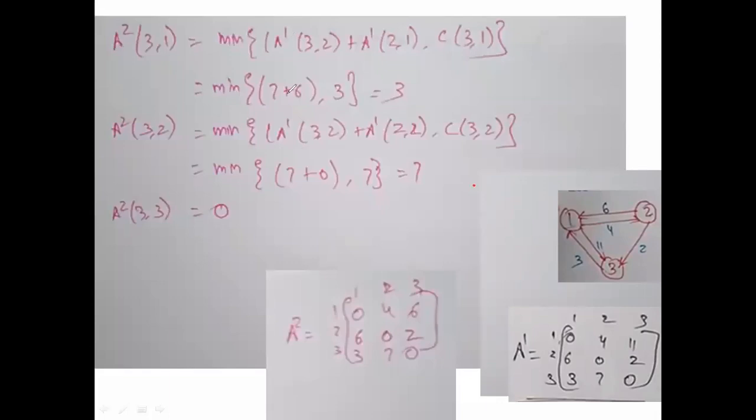So here also 7 plus 6. Okay, how to get 3 comma 2? So 3 comma 2, we are getting from that A1 matrix, 3 to 2 is 7. 7 plus 2 comma 1. 2 to 1 is 6. So 7 plus 6 comma 3 comma 1. 3 comma 1 means 3 to 1. What is that cost? 3. Okay. So 13 comma 3, minimum is 3.